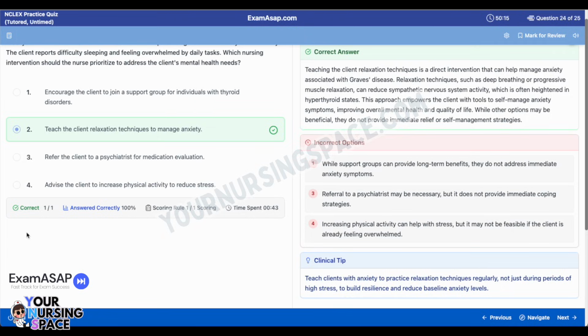Distractor rationales. A. While support groups can provide long-term benefits, they do not address immediate anxiety symptoms. C. Referral to a psychiatrist may be necessary, but it does not provide immediate coping strategies. D. Increasing physical activity can help with stress, but it may not be feasible if the client is already feeling overwhelmed. Clinical tip: teach clients with anxiety to practice relaxation techniques regularly, not just during periods of high stress, to build resilience and reduce baseline anxiety levels.